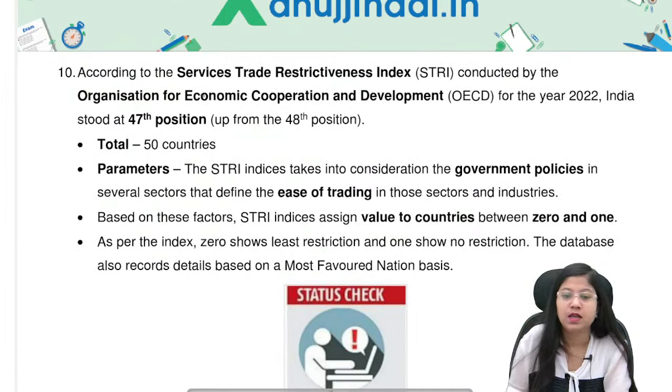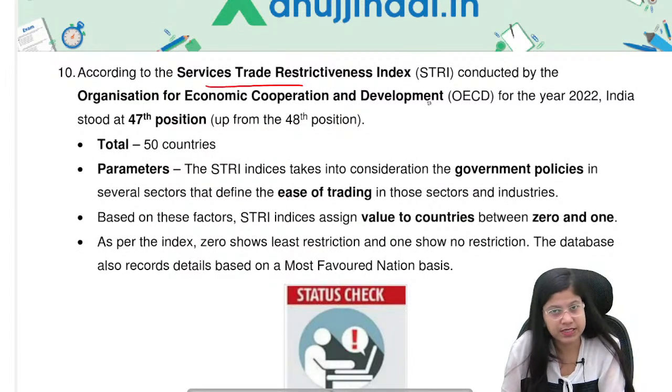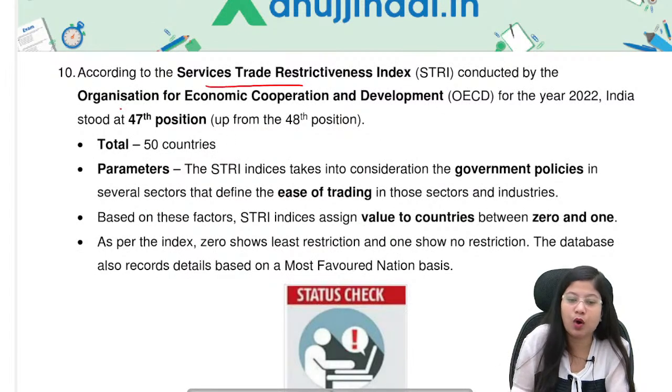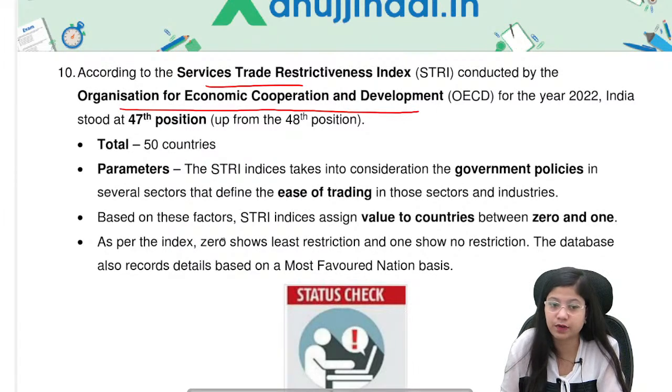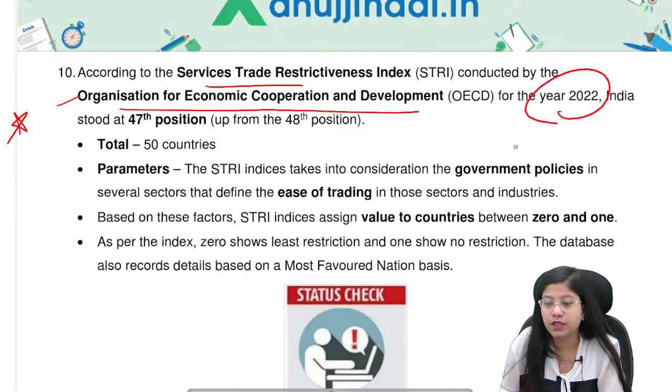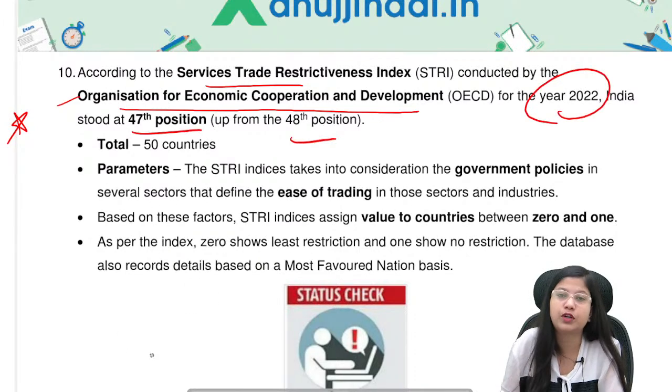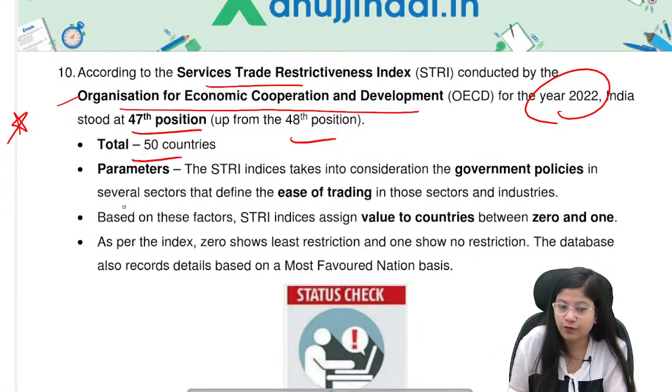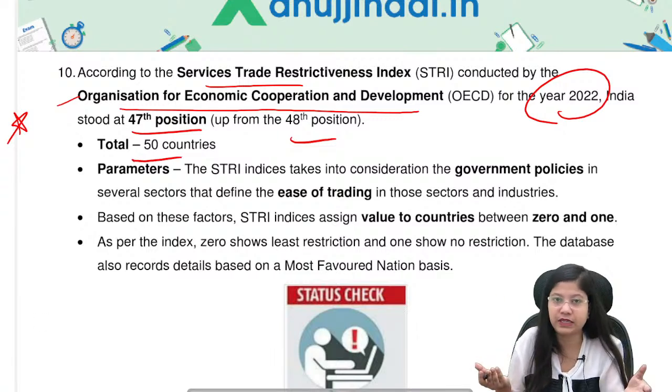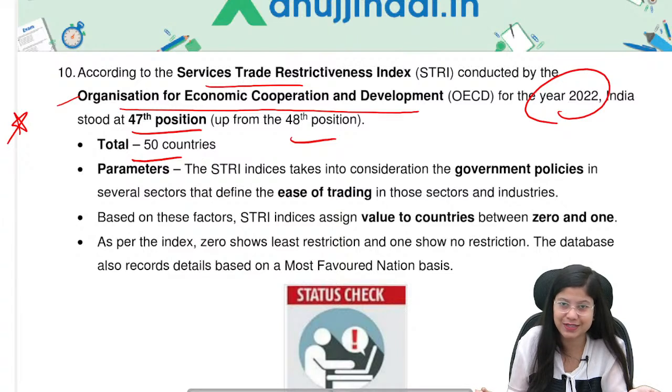So the Services Trade Restrictiveness Index has been released by the Organization for Economic Cooperation and Development. Again, cover this organization, all the important ones. For the year 2022, India stands at the 47th position, up from 48th position last year. Total 50 countries are there, so definitely it is not a very good position for India to stand at.